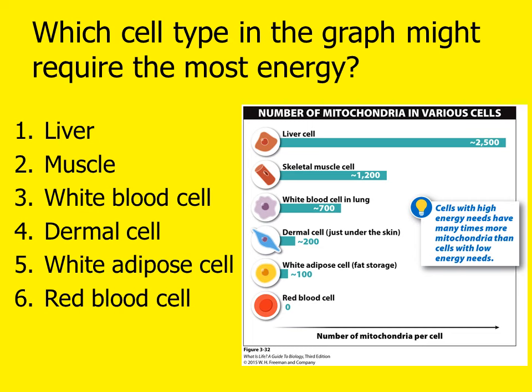And then which cell type in the graph might require the most energy? Alright, so different cells have different functions. That means different jobs. So some of them might need a lot more energy than other cells, so different organelles are going to be represented in the cells that need a lot of energy. Whereas other cells don't have very many at all. So the answer for this would be liver cell. So both liver and skeletal muscle require a lot of mitochondria because they require the most energy. But liver would be the correct answer, as shown in the graph.